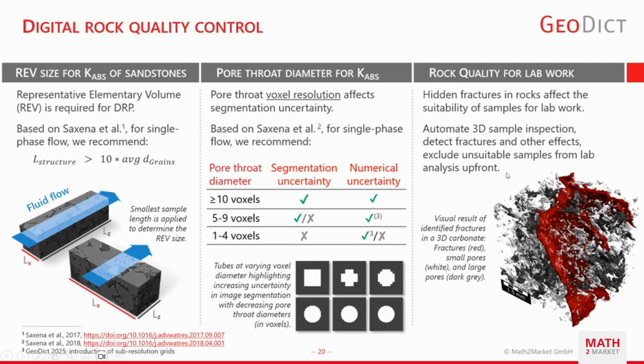Okay. There's another thing about quality control. If you're doing lab work, you don't want to have fractures in your rock that you can't see, that you don't expect there. So you can do automated scanning of your samples in order to determine if the sample is viable for lab analysis, lab work. That's something that you can also do with the software. There's fracture identification in GeoDict to do this automatically.